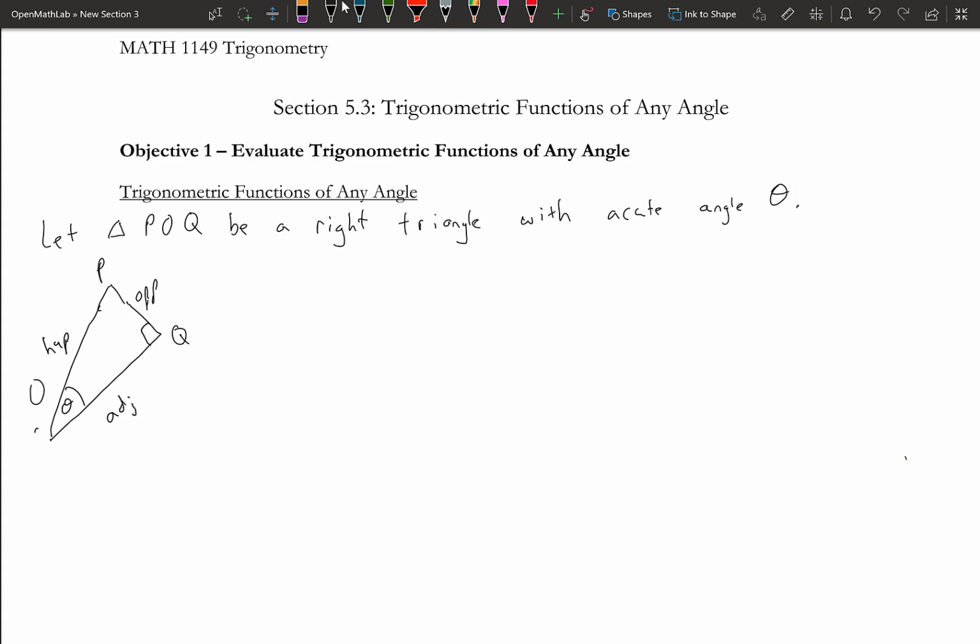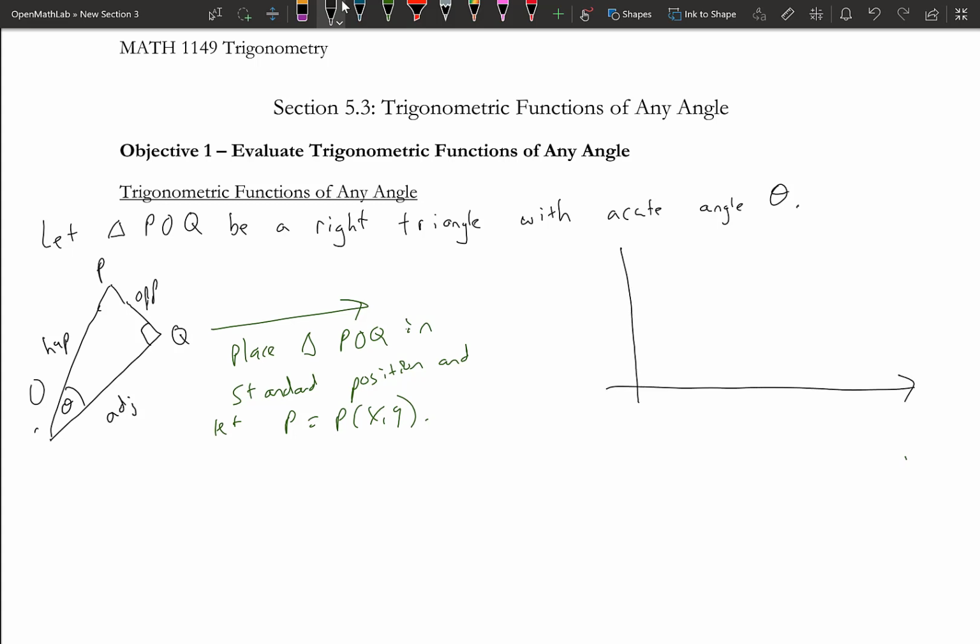Alright. So then what I want to do is take this triangle POQ and place it in standard position, and let P equal the point x comma y. Remember in standard position, we would put this triangle like this, where this keeps going, we're thinking of that being like a ray, where here's theta, here's O, this point here would be P, which is x comma y, and here's Q.